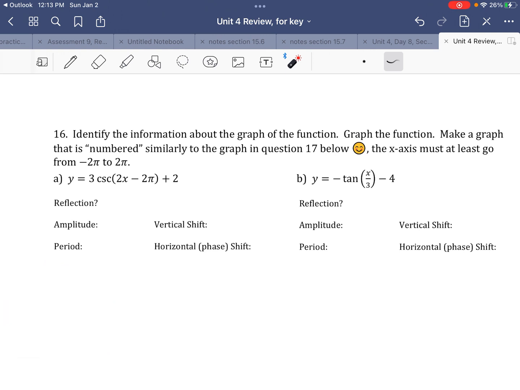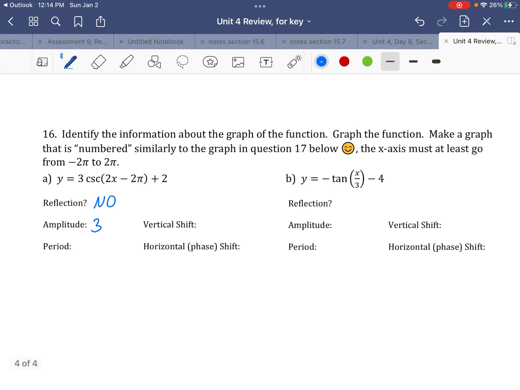All right, let's do a few graphs here. So remember, to graph something on your calculator, you want your calculator in radians, and you want to do zoom 7. The zoom 7 is like your trig picture. All right, anyway, reflection, no. Oops.